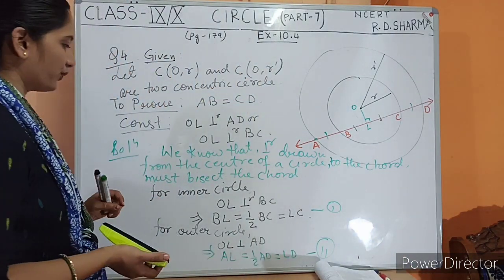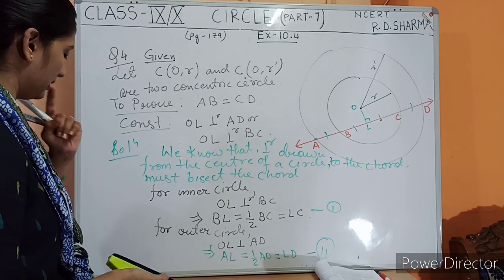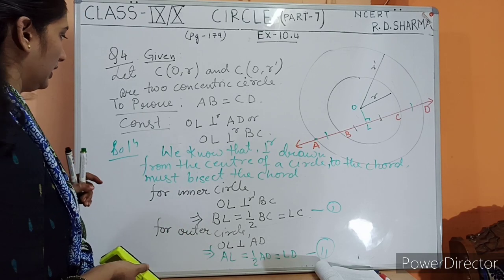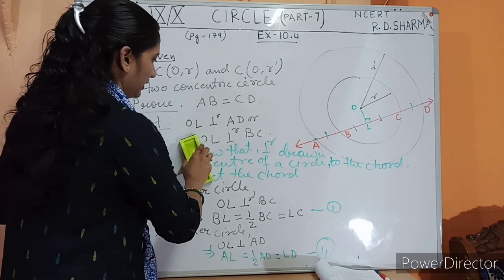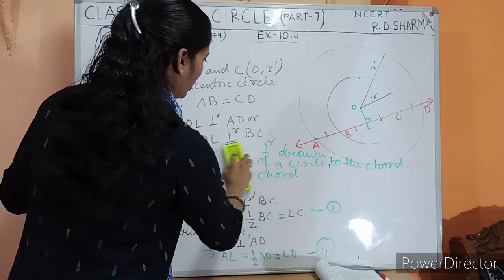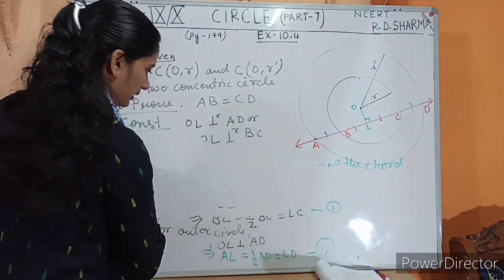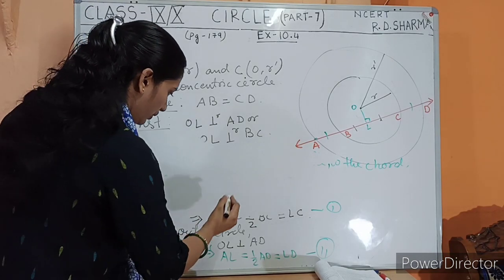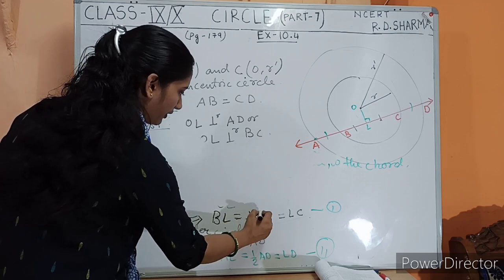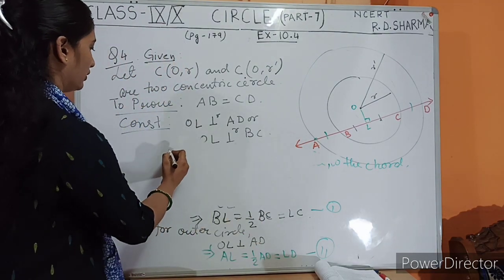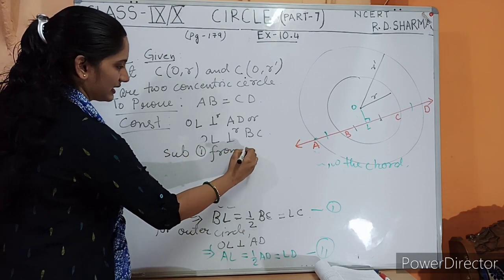Now after this, what we do, we are going to subtract the first equation from the second one. For that I need some space, so I am rubbing out. You may note it if you want to note. So here, as you know, BL was written, half of BC was written. Okay. So now the next step is subtract first from second.